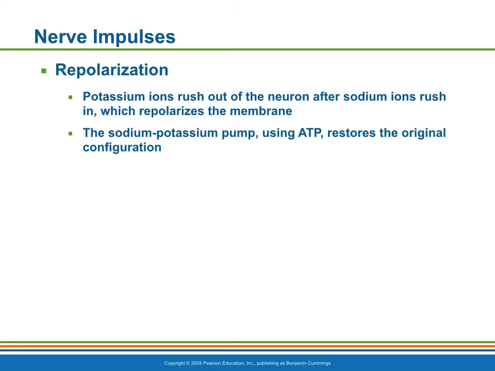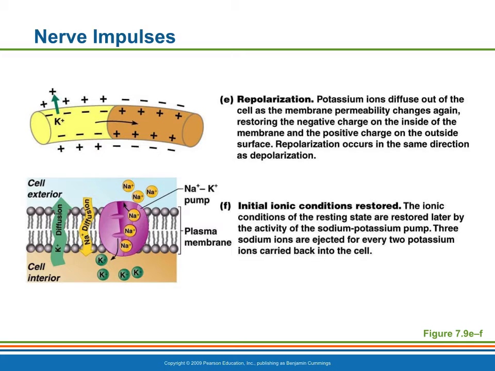Now, after the repolarization, the sodium-potassium pump will use ATP, the energy molecule, to pump excess sodium ions out of the cell and bring potassium ions back into the cell. So in E, we can see the repolarization where potassium is diffusing out of the cell, restoring that negative charge on the inside of the membrane. And in F, we see the sodium-potassium pump restoring the sodiums to the outside and bringing the potassiums back to the inside of the cell.